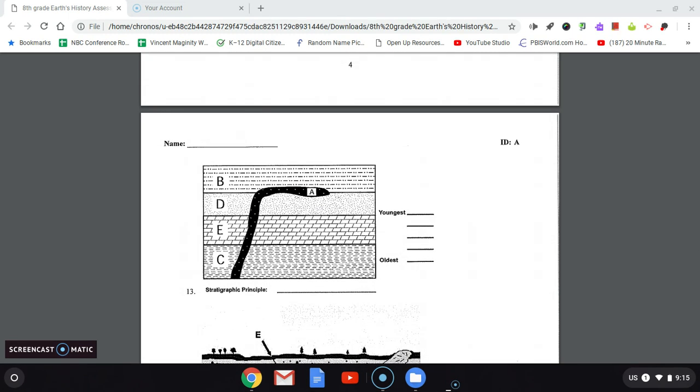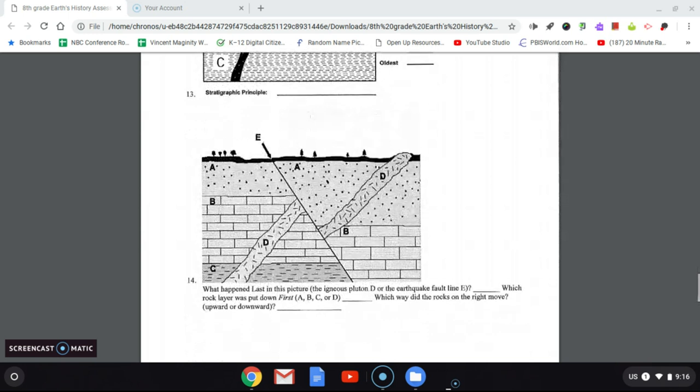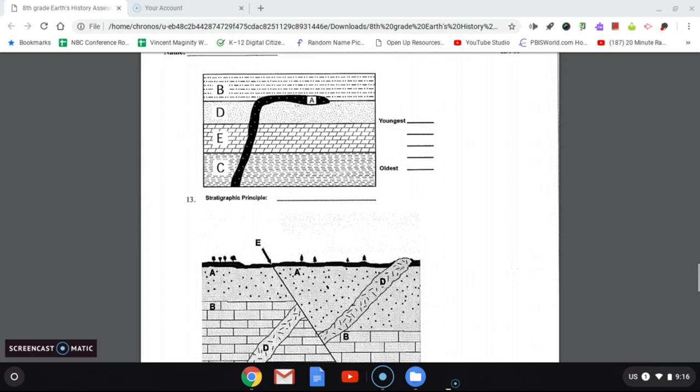Number 13 is a stratigraphic principle. You're going to label from youngest to oldest, off to the right-hand side, A, B, C, D, and E. You also have to state what the stratigraphic principle is. You might want to hit pause so that you can do that.